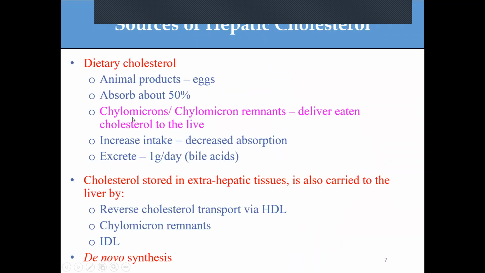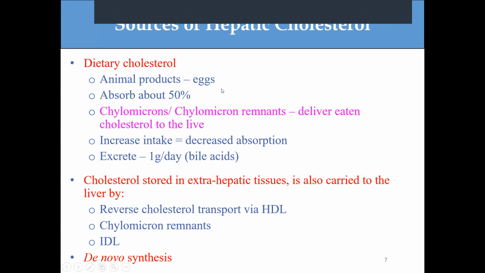Okay, so where do we get our cholesterol from? Now, the key thing is that you eat cholesterol. You eat it in your food. You'll get it, for example, from eggs. You can get it from meat. Now, when you eat cholesterol, you're only going to absorb about 50% of the cholesterol you eat.